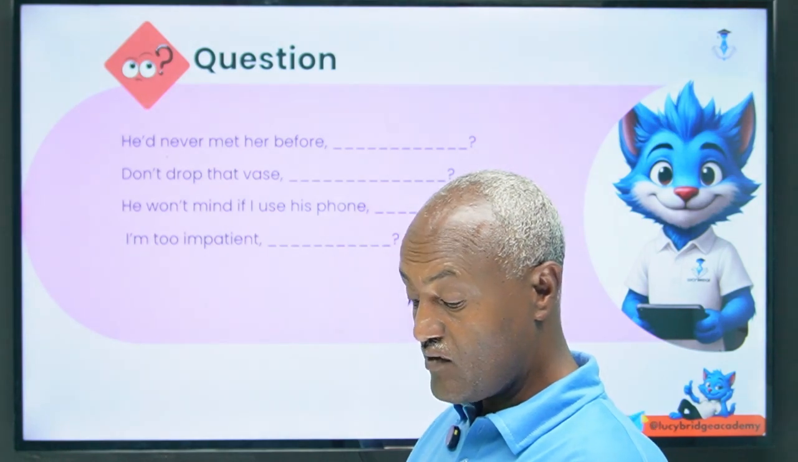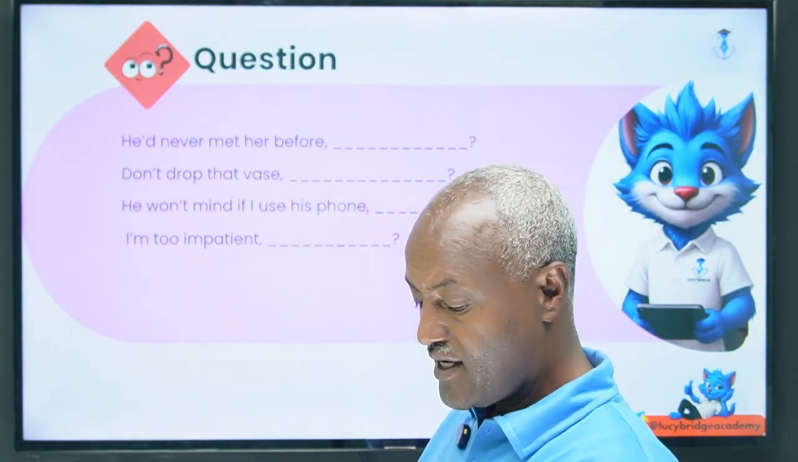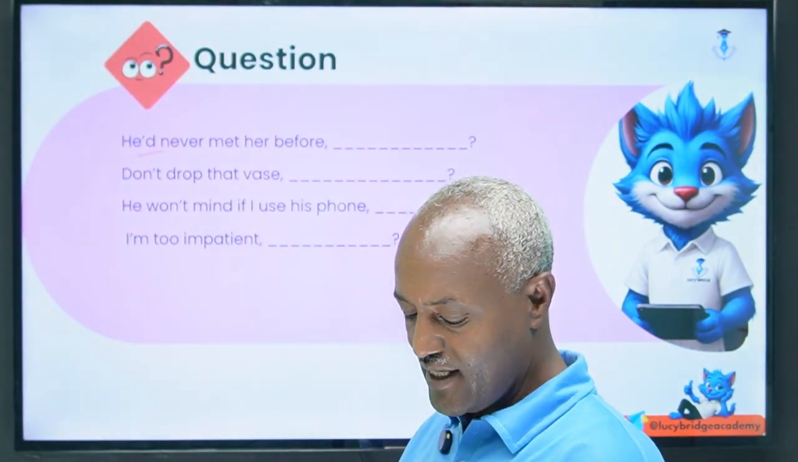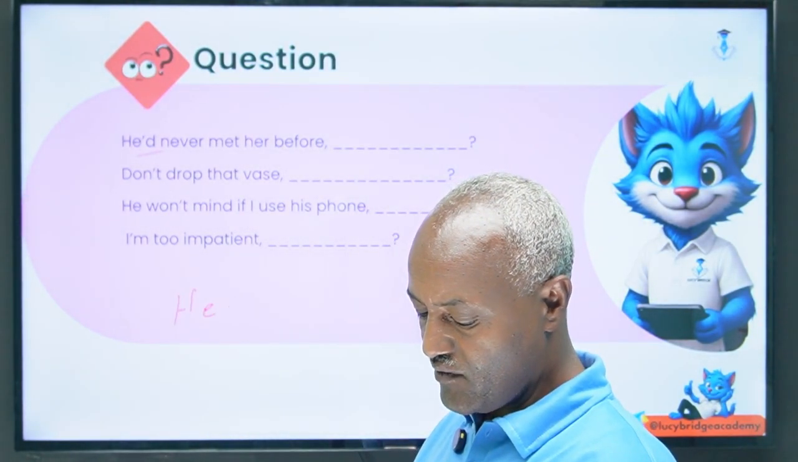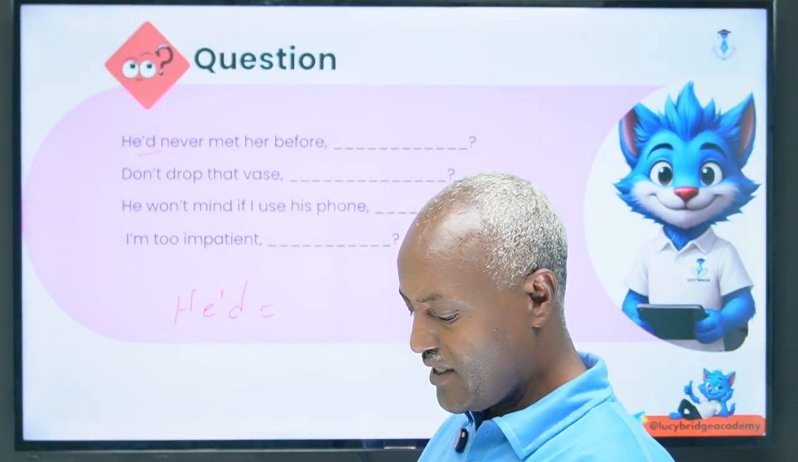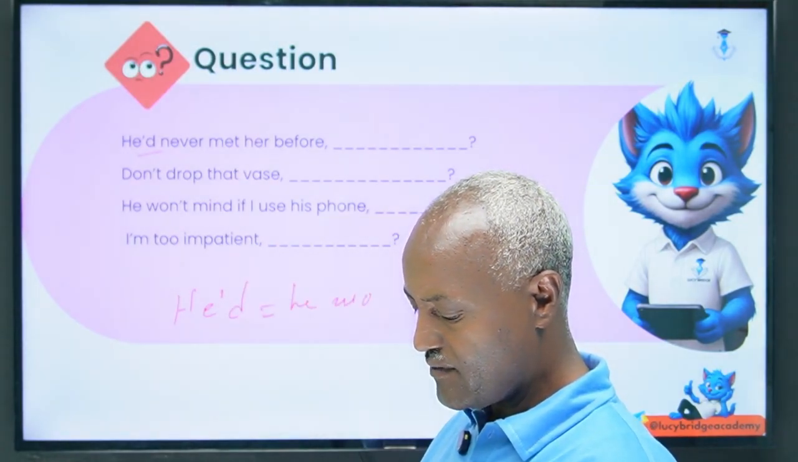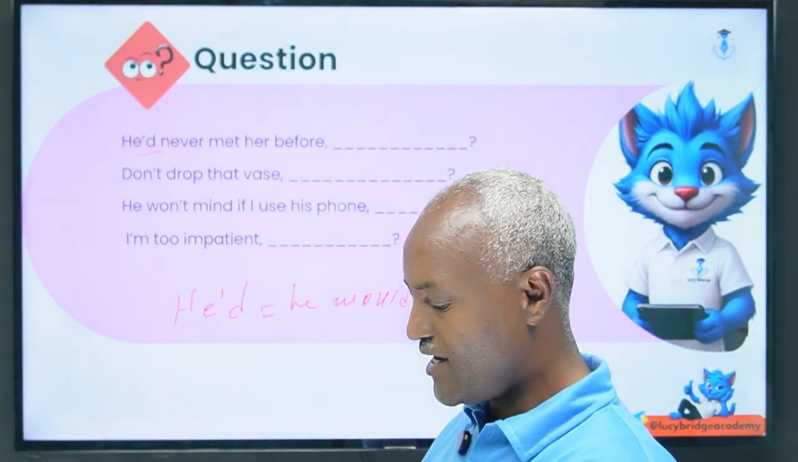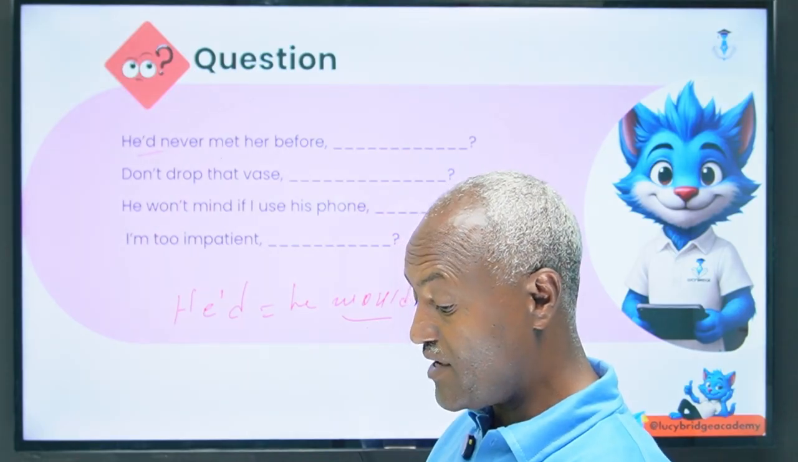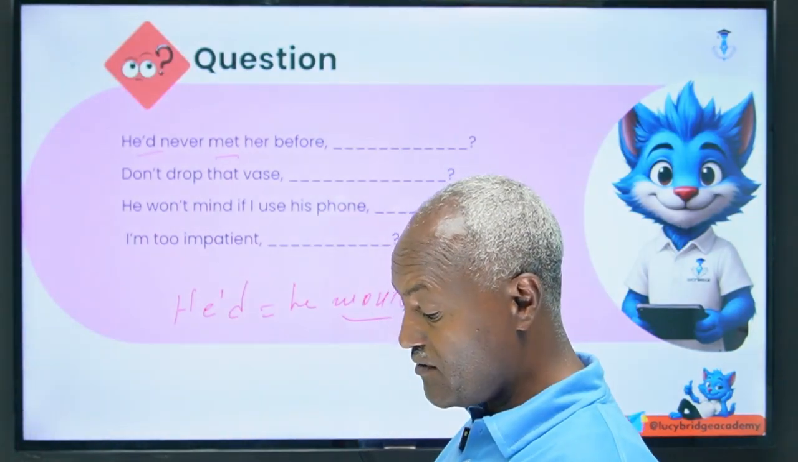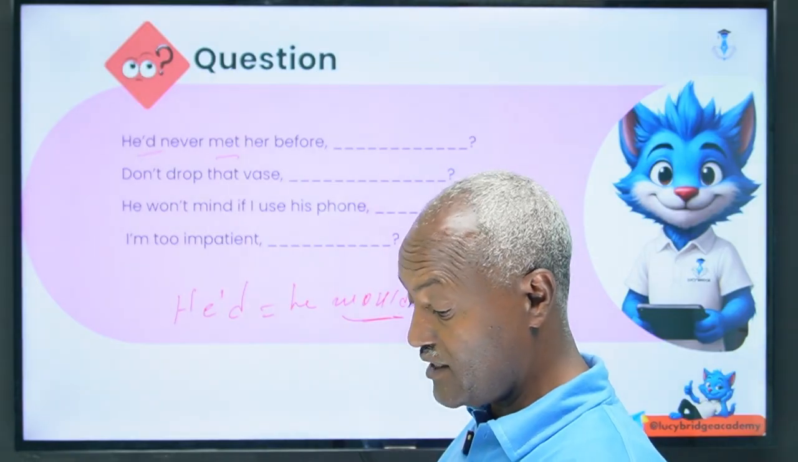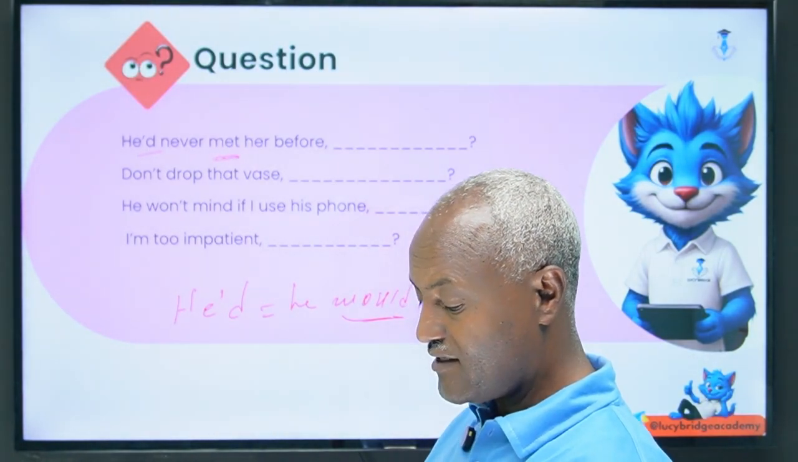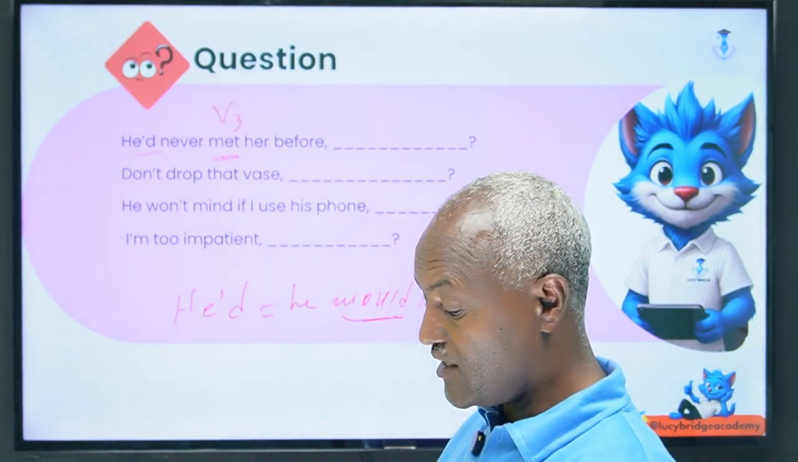For instance, you would never met her before. Here, do we have an auxiliary verb? Yes, that is this, 'd. 'd means, I told you previously, he would or else he had. So to say he had or else would, we depend on the main verb. If the main verb is verb 1, we use would. If the main verb is verb 3, it means had. So therefore this is verb 3, therefore this is had.